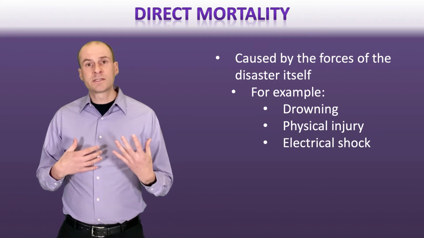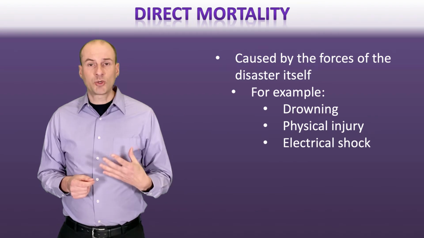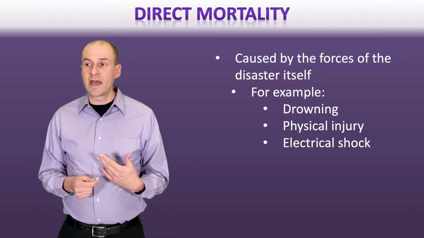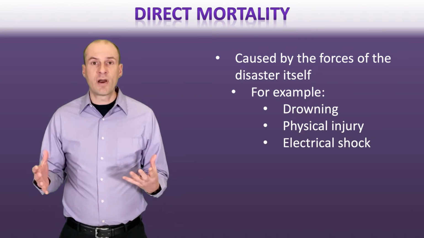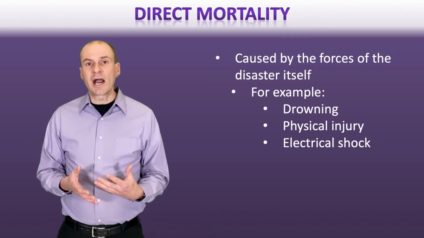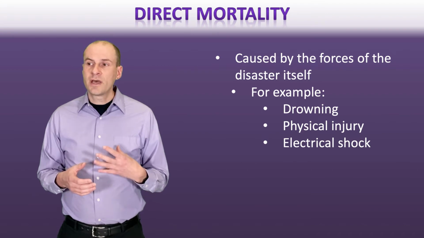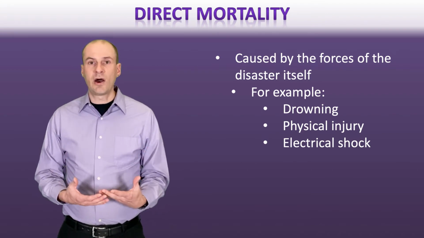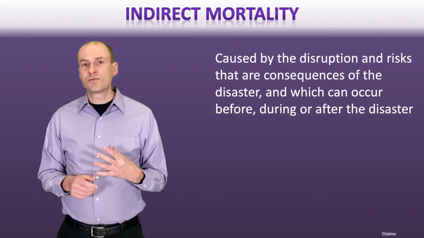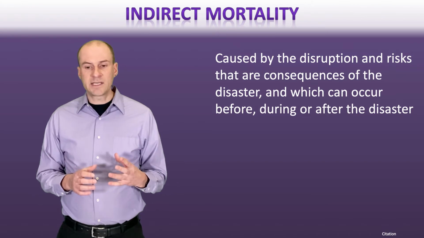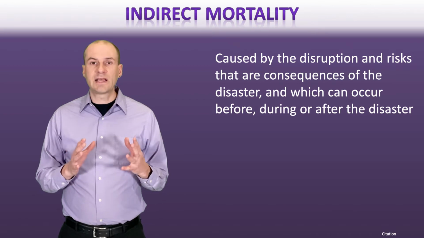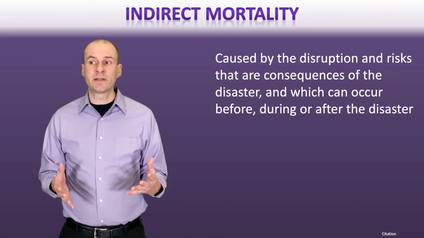So direct mortality is mortality caused by the actual event itself, the storm itself. So here are things like drowning or physical injury from the storms or winds, or electrical shock type things that occur, electrocution, that can cause direct health impacts or death in this case. Indirect mortality is really talking about health impacts that could occur actually before, during, or after, that aren't directly related to the weather itself, but are connected to it in other ways.